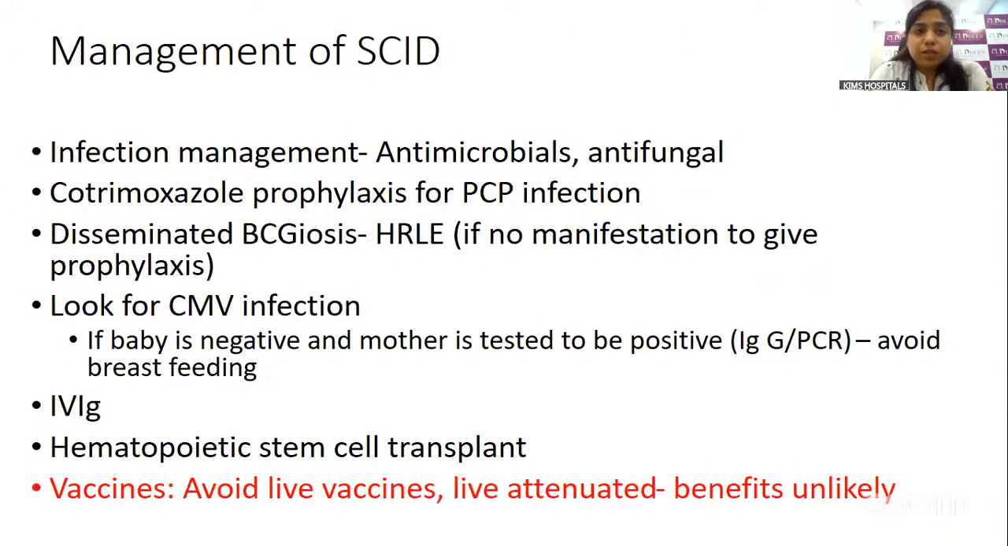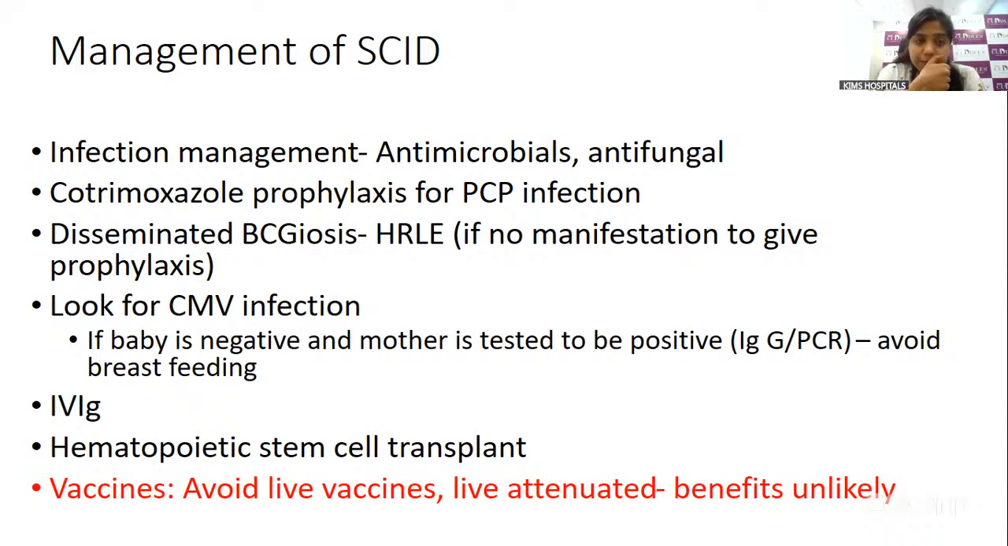Coming to the management of SCID, infection-wise, we have to treat based on the bacterial and fungal infections. Cotrimoxazole prophylaxis for a PCP infection. If they have infection, we have to treat it. If they don't have, it's better to give a prophylaxis because they are more prone to PCP infections.